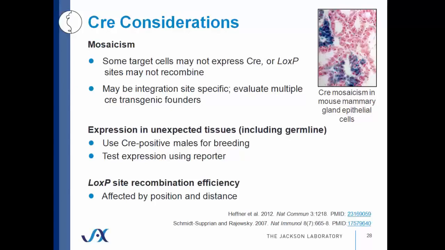You can also get expression in unexpected tissues, including the germline. So you may have a tissue-specific Cre, like say a heart-specific or a liver-specific, and it could also be expressed in some off-target sites that you're not expecting, in germline or other tissues, and I'll show you some examples of that as well. So therefore you may want to use Cre-positive males for breeding, because that tends to happen less in the males, but you can also use a reporter to test expression, and I'll talk about those in a moment as well. And then, of course, the efficiency of loxP site recombination can be affected by the position on the chromosome where those loxP sites are. Certain portions of the genome have easier access for Cre to loxP sites than others, as well as the distance between them.